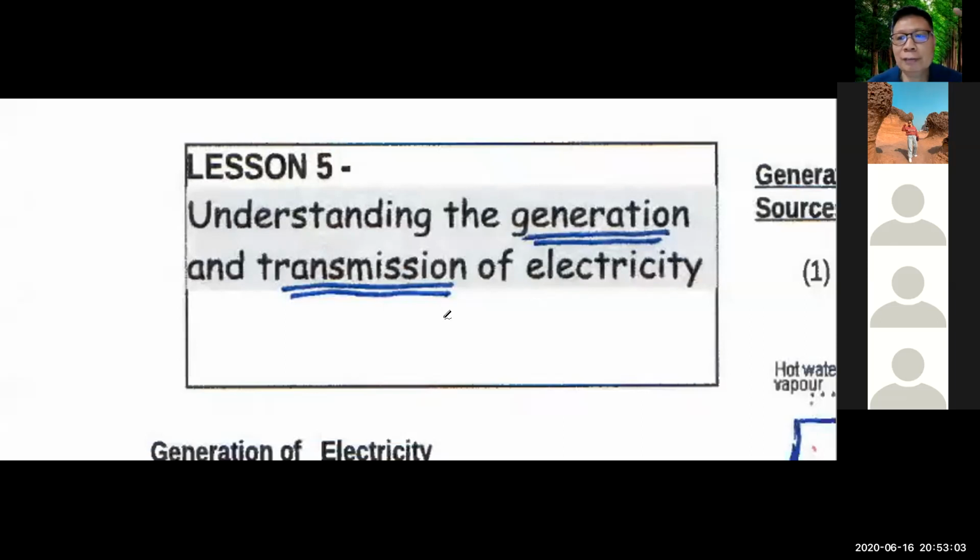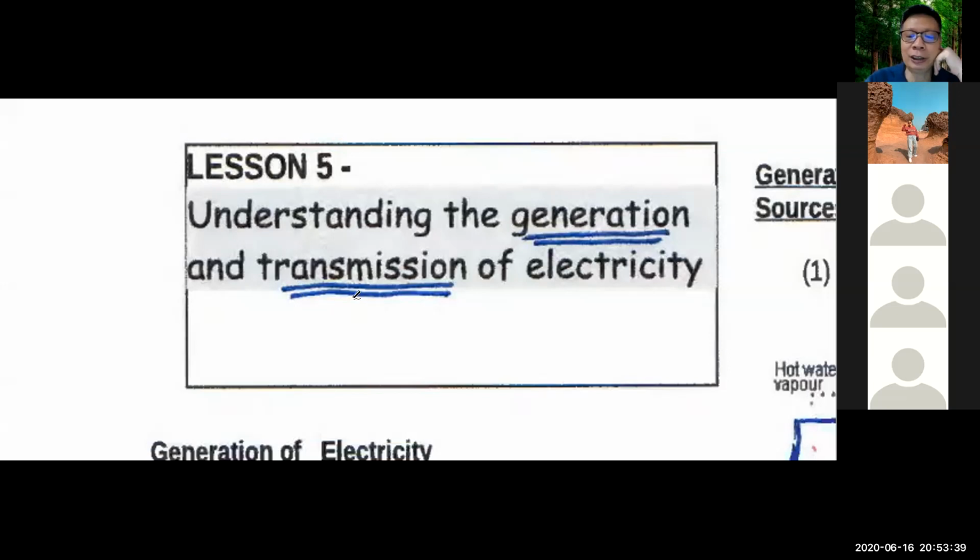In this lesson 5, you see the title, you know already. You only study two important things. One is generation. Generation means to produce electricity. You must understand how the electricity you use every day is produced, how the government or the company, Tenaga Nasional, produces electricity for the whole country. Another one is transmission of electricity.